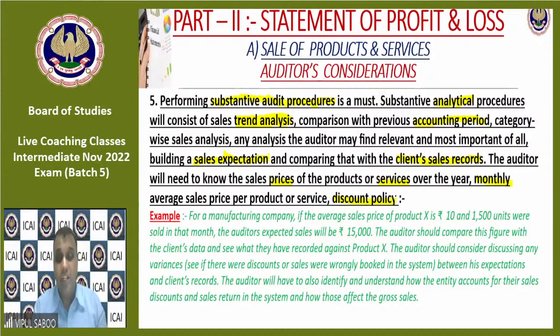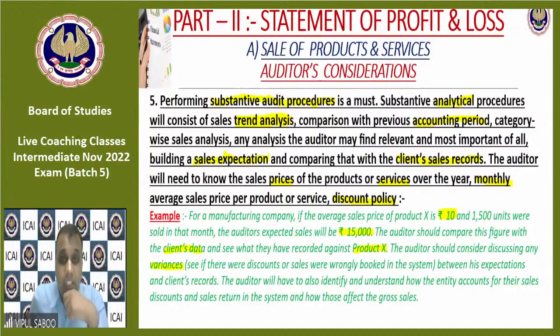For a manufacturing company, if the average sales price of product X is rupees 10 and 1500 units were sold in that month, the auditor expects the sale would be 15,000. Obviously, 10 rupees per product price, 1500 units sold, normal multiplication, 15,000. The auditor should compare this figure with the client's data and see what they have recorded against product X. Auditor should consider discussing variances.